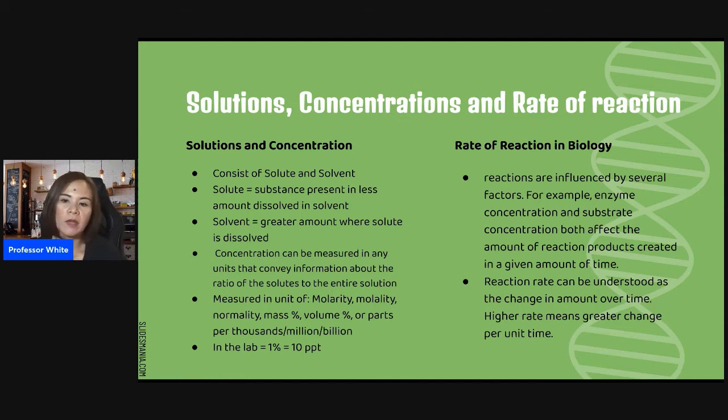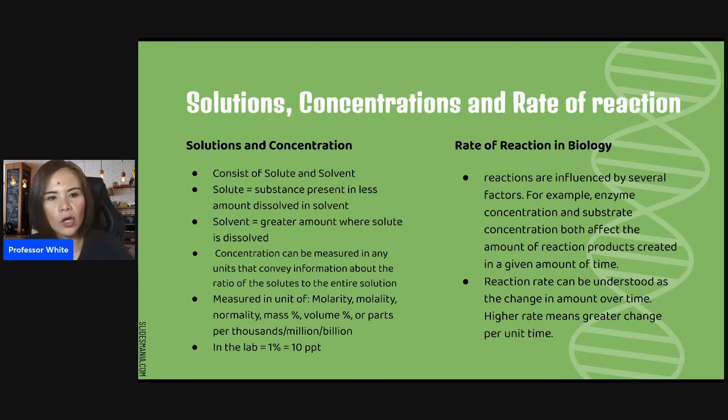So concentration can be measured in any units, including molality, normality, mass percent, volume percent, or parts per thousand, parts per million, or parts per billion. So we're going to focus on the parts per thousand. In the lab, you will convert the percent concentration to parts per thousand. And normally we use this formula: 1% is equal to 10 parts per thousand.